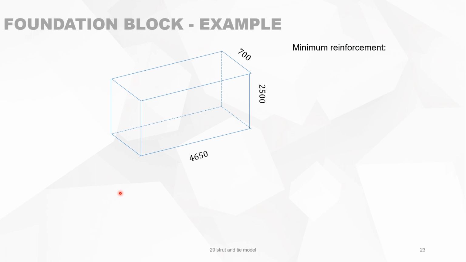Minimum reinforcement. This is our foundation block, and the minimum reinforcement says that the center to center distance of the reinforcement bars must be smaller than 30 centimeters. The minimum must be larger than 150 square millimeters, and it is 1.1% of the surface of the concrete in all directions.